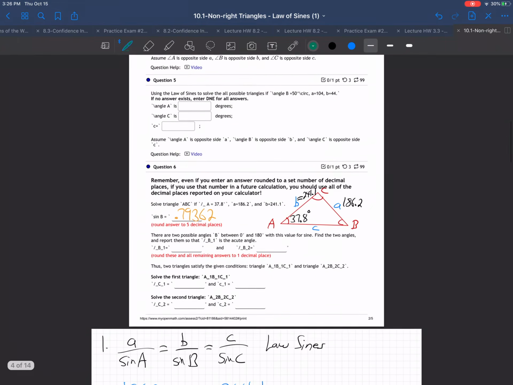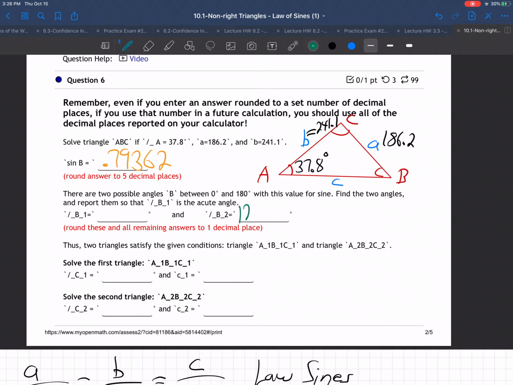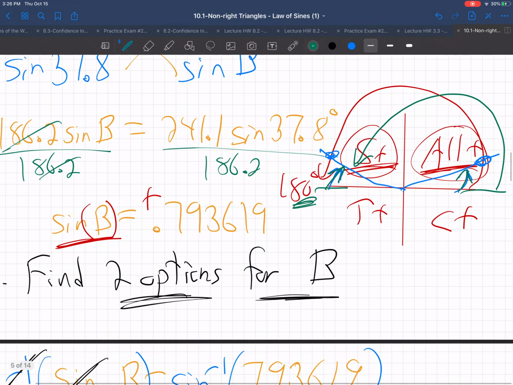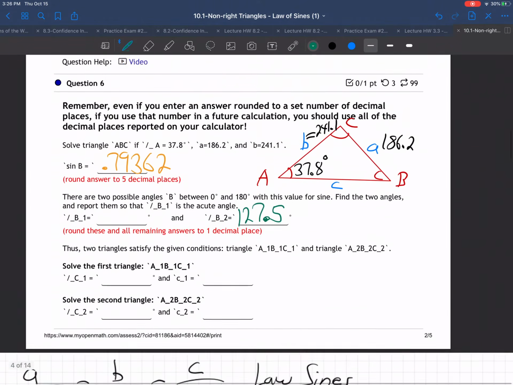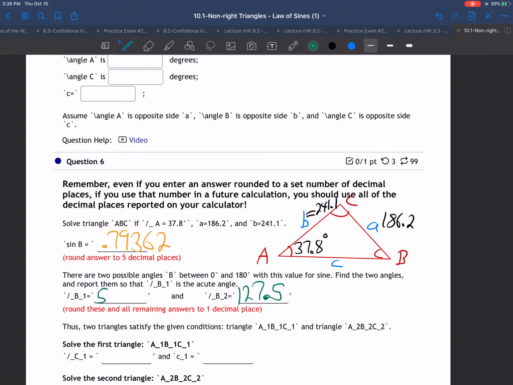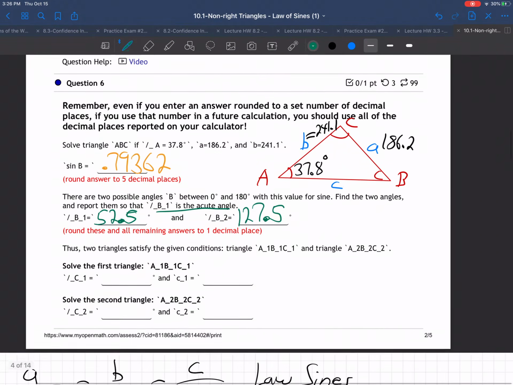So let's come back here. 127. I don't know how far they want me to round. Oh, just to 1. It says round these to 1. So 127.5 degrees. The other one was, I already forgot, 52.5, okay. They want this, B1's the acute, B1's the smaller one. Okay, so there we go.